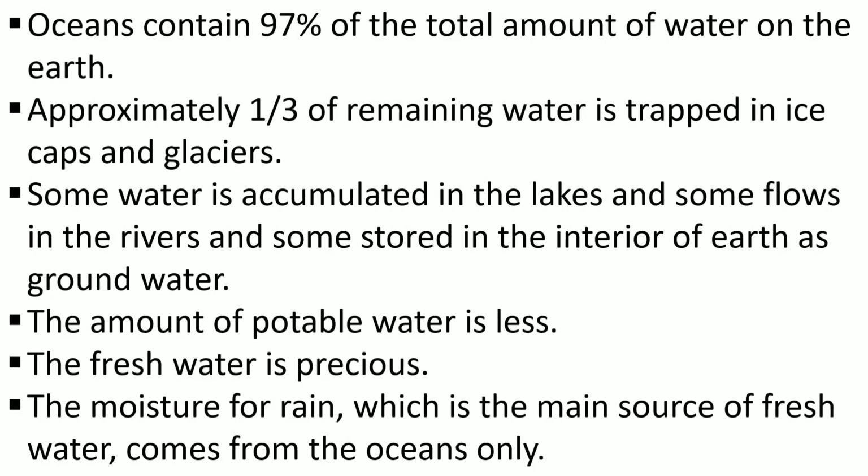Oceans contain 97% of the total amount of water on the earth, and approximately 1/3 of the remaining water is trapped in ice caps and glaciers. Some water is accumulated in the lakes and some flows in the rivers and some is stored in the interior of earth as groundwater. So the percentage here would be less than 1% for the water stored in rivers, lakes, streams, underground, etc. Amount of potable water is less. Fresh water is very precious simply because it is very difficult to get. So drinking water is very difficult to manage because the percentage is less than 1.